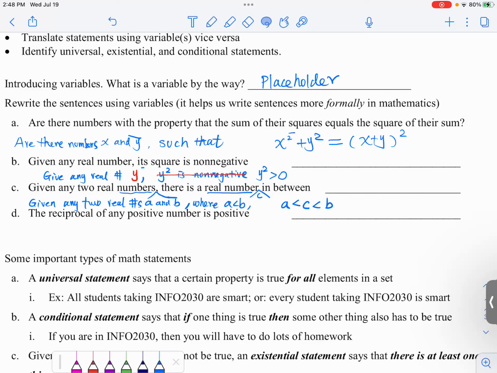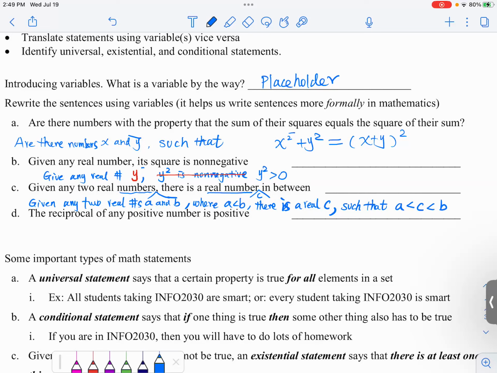Where A is less than B, and there is a real number C. Okay, real number C, and this is the property that we are expecting to happen. Oftentimes, when you say there is a real number C, then you're going to describe its property such that this is true. Okay, so now this is pretty mathematical. Usually, that's what we aim for.